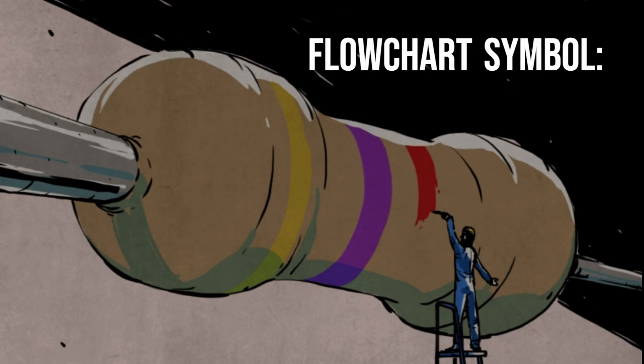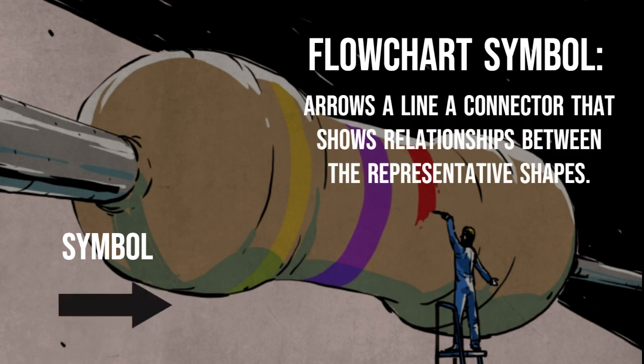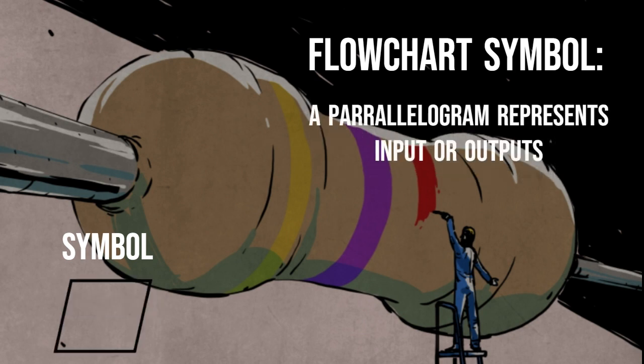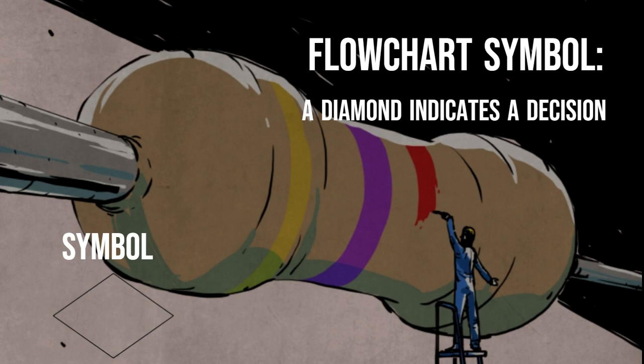Flowchart symbols. An oval represents a start or end point. An arrow, a line, is a connector that shows the relationship between the representative shapes. A parallelogram represents input or output. A rectangle represents a process. And a diamond indicates a decision.